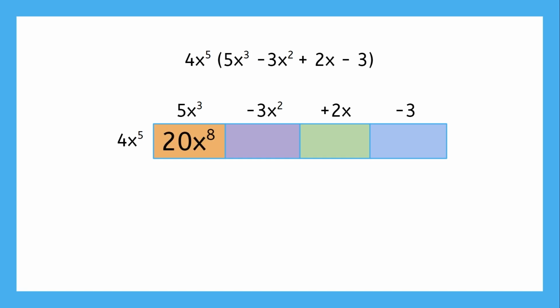4x to the 5th times 5x to the 3rd is 20x to the 8th. 4x to the 5th times negative 3x squared is negative 12x to the 7th. 4x to the 5th times 2x is 8x to the 6th. And 4x to the 5th times negative 3 is negative 12x to the 5th. So the product of this polynomial multiplication is 20x to the 8th minus 12x to the 7th plus 8x to the 6th minus 12x to the 5th.